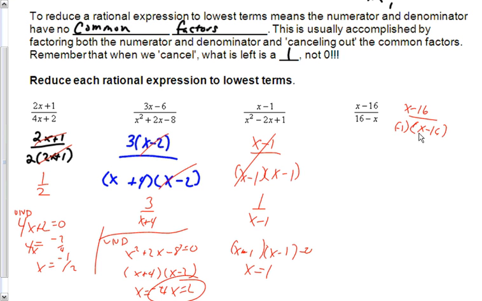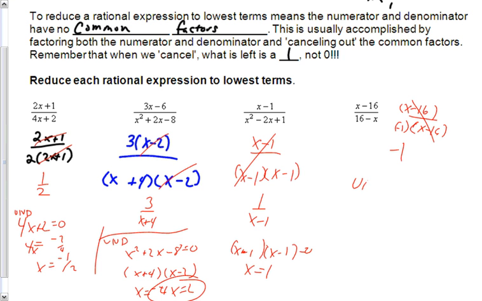Okay. If you were to redistribute, you get negative x plus 16, which is what we had. But now you can see these two are exactly the same and cancel out. And we get actually just negative 1 over 1, which is just negative 1. So you can see these things are the same. They do cancel out. They're just off by a negative sign.